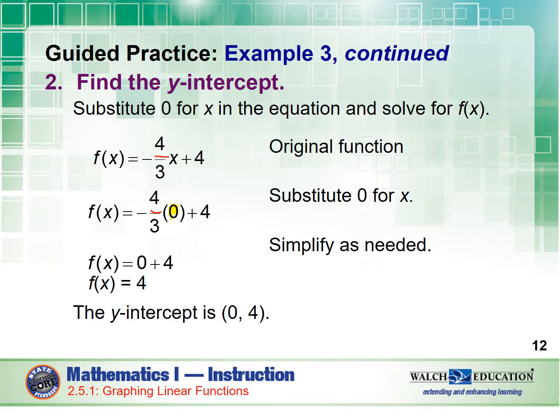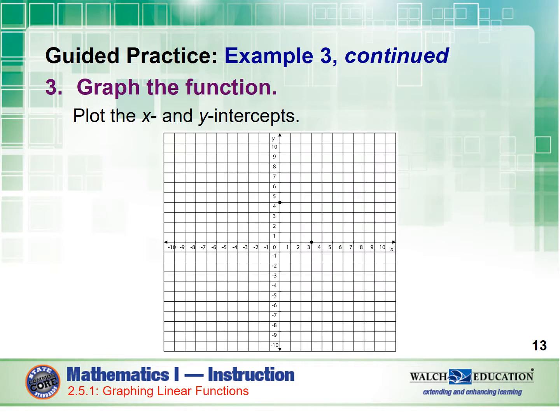So anything times 0 is 0. This is actually really easy because this whole part, negative 4/3 times 0, is just 0. And so 0 plus 4 is 4. The y-intercept is 0, 4. Again, a common misconception is when you accidentally reverse it and you put 4, 0. So make sure that you plug the number in the right place, either for x or y, when you're finding your intercepts.